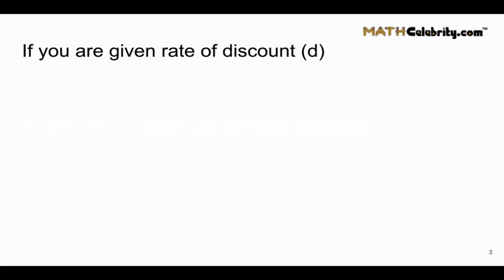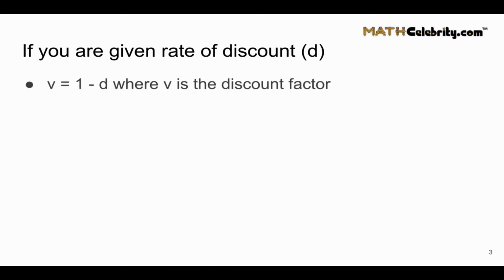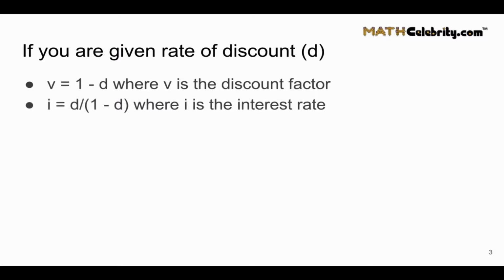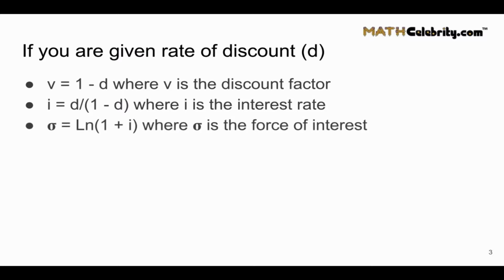What if you're given the rate of discount D? How do you solve for I, V, and sigma? V is just 1 minus D. V again is the discount factor. I is D over 1 minus D. And sigma is the natural log of 1 plus I again, where sigma is the force of interest. So once you determine I in step 2, you just load that up into step 3.